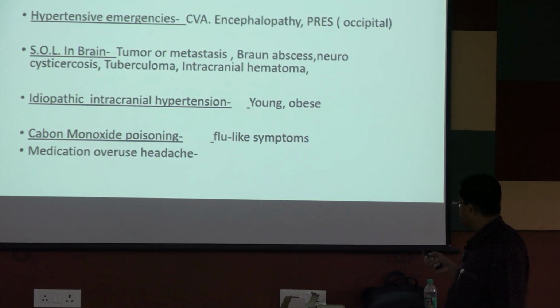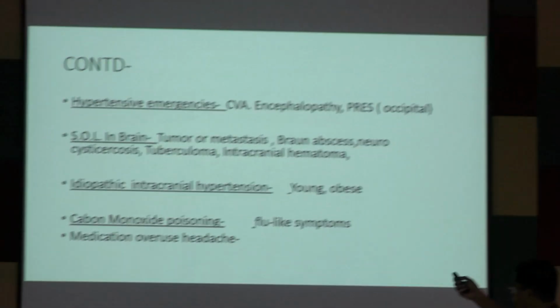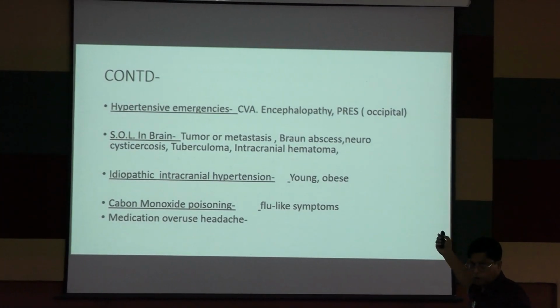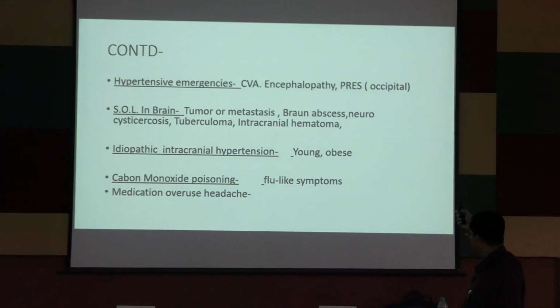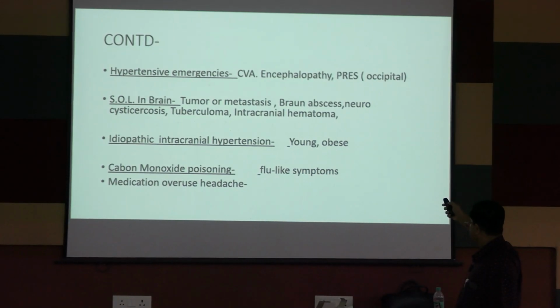Another important one is hypertensive emergencies. These are also important causes of secondary headache: hypertensive encephalopathy, PRES. PRES I have already discussed. What is PRES? It is occipital headache. This is posterior reversible encephalopathy syndrome, PRES. SOL in the brain: tumor, metastasis, brain abscess, neurocysticercosis, tuberculoma, intracranial tumors. These are all the SOL of the brain. Space occupying lesion in the brain.